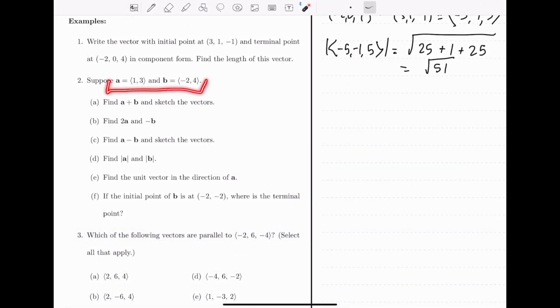Let's solve example 2. Our goal for this problem is really just to be comfortable with the basic vector operations and to be able to visualize what we get. So we have a vector A, which is 1, 3, a vector B, which is negative 2, 4. Let's go ahead and graph those vectors first.